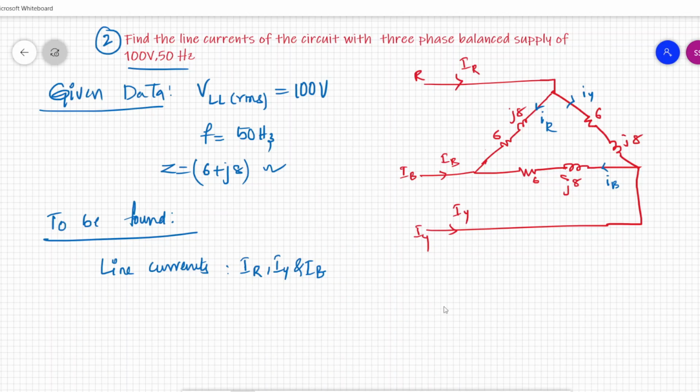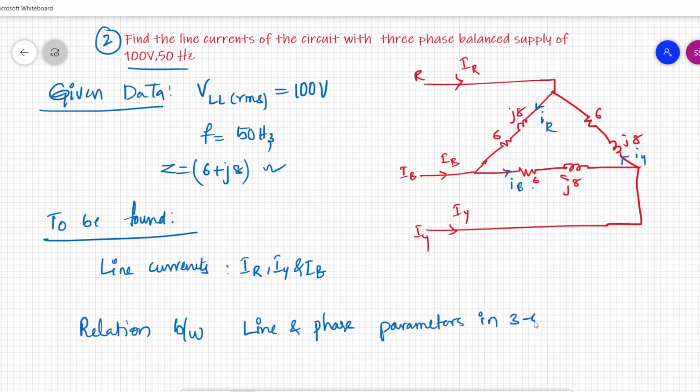Okay, this is ir, right? This is iy, this is ib. Now we need to find line currents. For that, we need to find phase current. So what is the relation between voltages and currents in delta circuits? The line and phase parameters in a three-phase delta circuit.